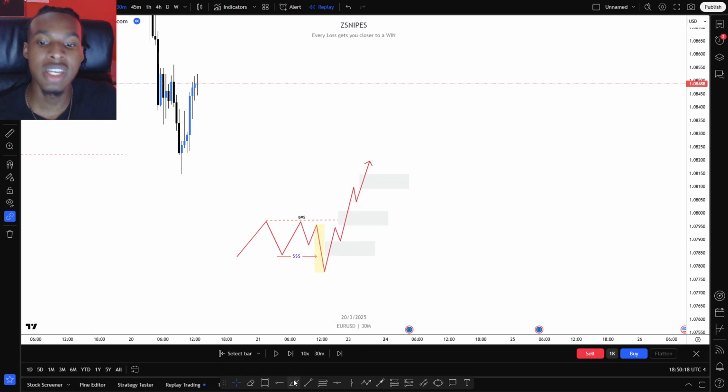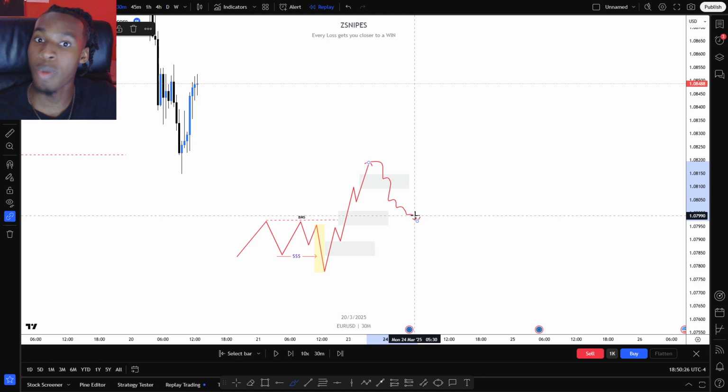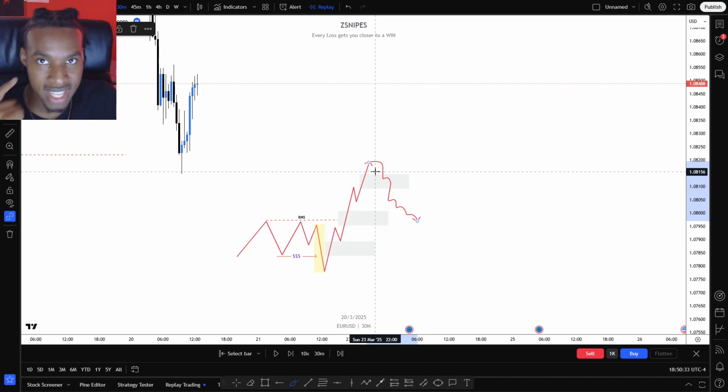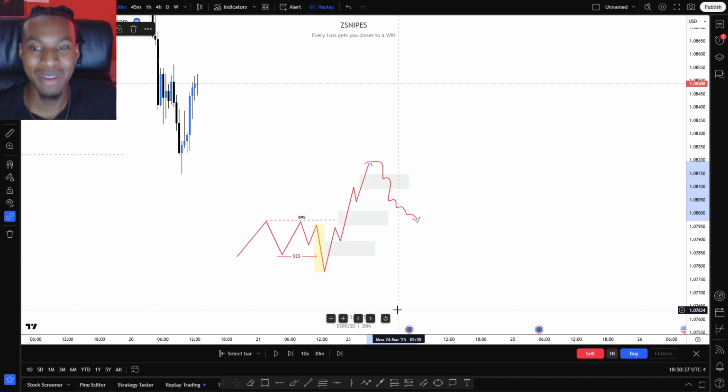The fair value gaps and the imbalances or inefficiencies, whatever you want to call it, is basically for us to see that the market actually wants to come down. Because you guys know that the market loves coming down and filling fair value gaps. They love coming down, filling imbalances, right? So when we see that, that lets us know that the market is going to actually come back for us and not just leave us. All right, that's why we want to see it.